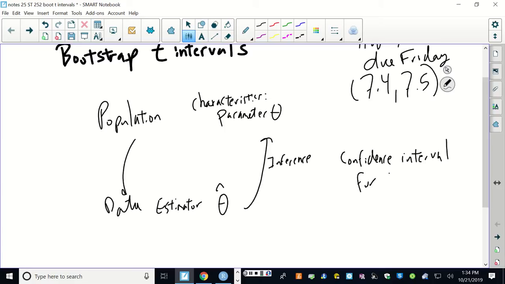For our parameter theta. For some parameters, we've seen a few ways of doing confidence intervals, and today we're going to see a new one using the bootstrap to mimic the T distribution. So it's a little bit different, but in some simulations seems to work out well. That's the big picture perspective of what we're trying to do.